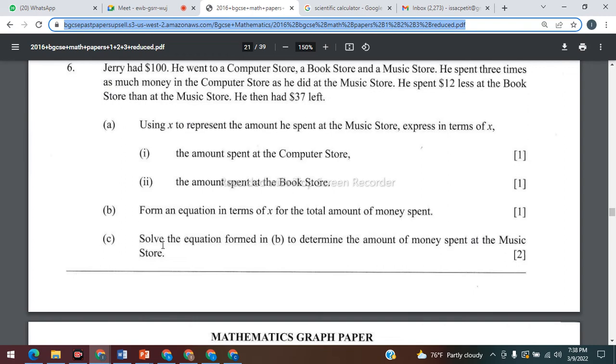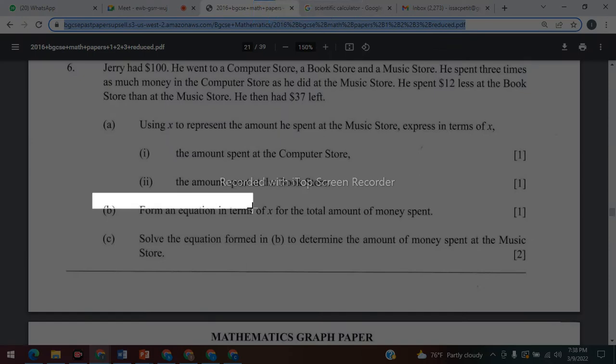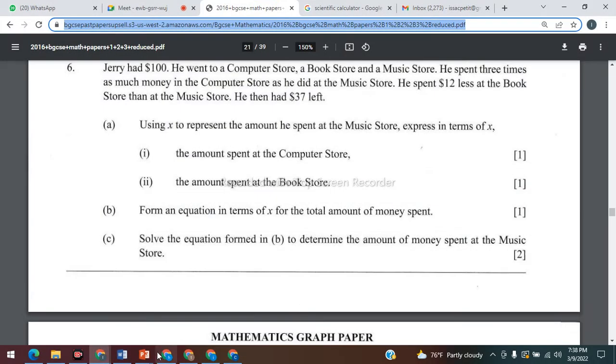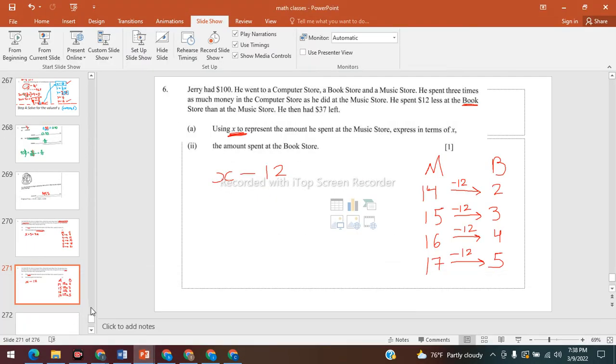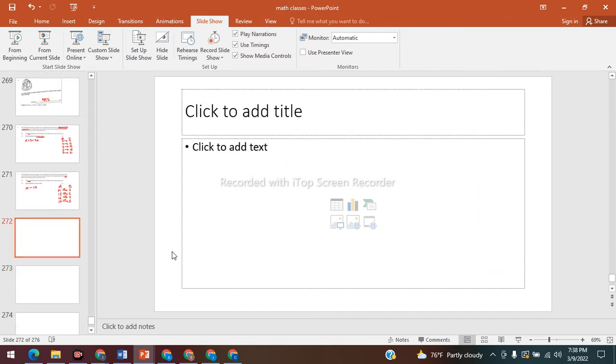Okay, so form an equation in terms of X, the total amount spent, and then solve the equation in B to determine the amount spent at the music store. So we have to form the equation. That's the first thing, using all the information that we know so far.